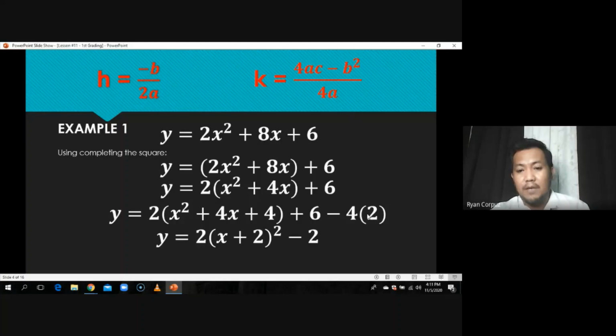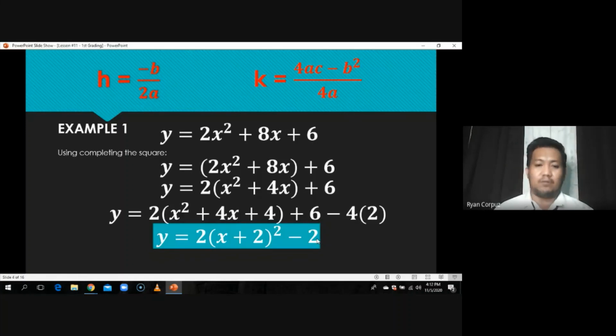Then 4 times 2 is 8. So meron pa ngayon 6 minus 8. And 6 minus 8 is negative 2. So we'll have that as the vertex form of the quadratic function. So that would be y is equal to 2 times the quantity x plus 2 squared minus 2. That is by using completing the square.